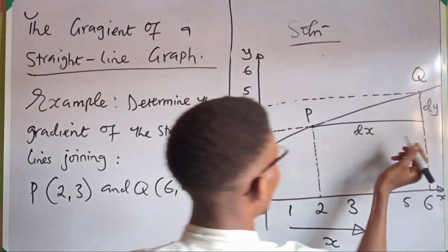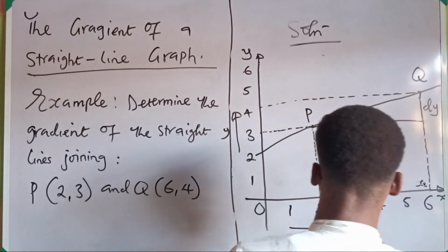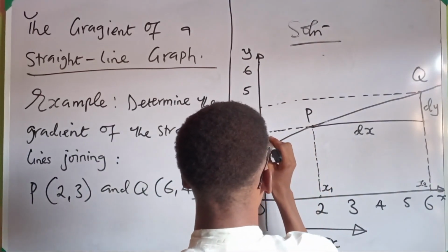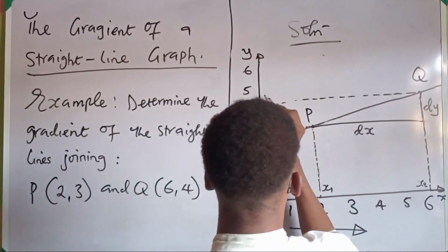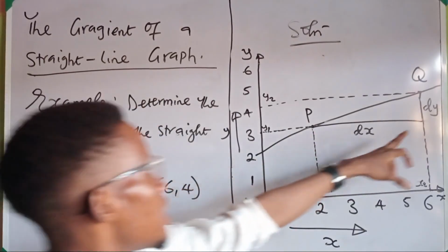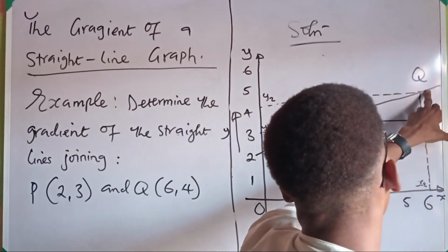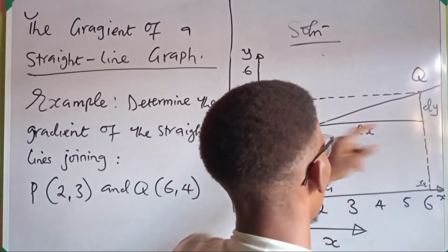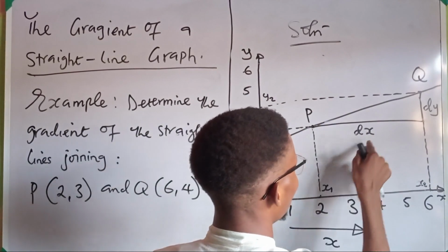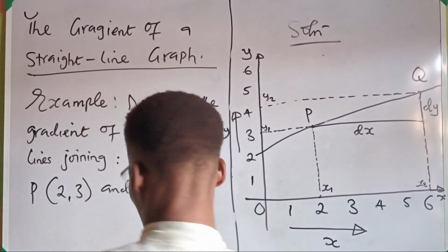Here we have x2, here x1, here y2, and here y1. To get the change in y over the change in x, it should be y2 minus y1, which is this minus this, over x2 minus x1, which is this. And you get your gradient. So let's solve that.